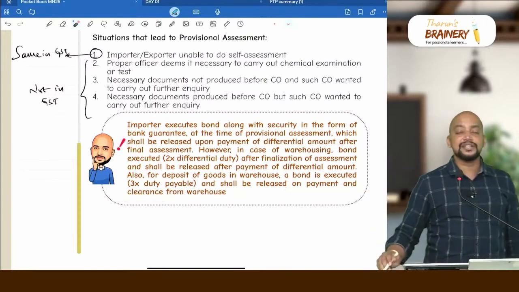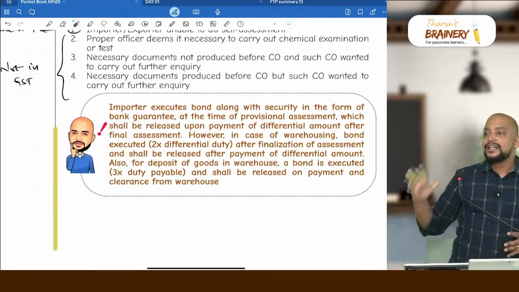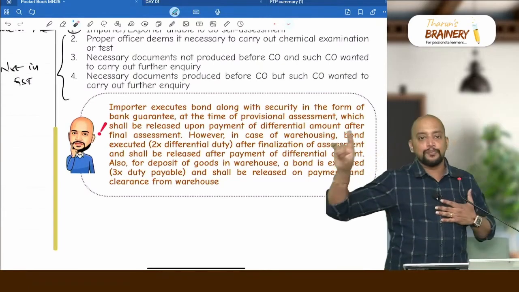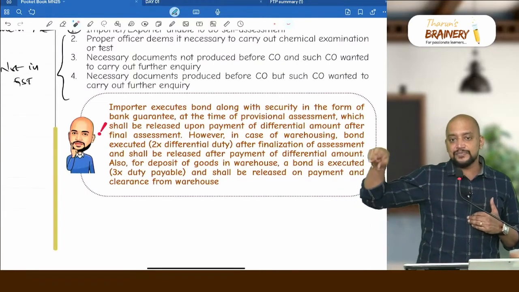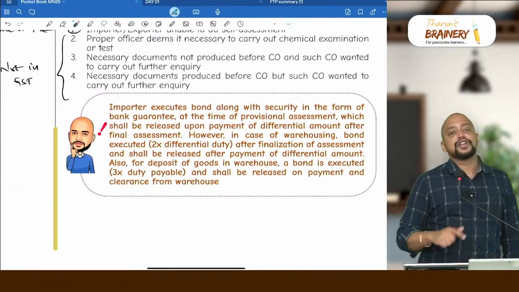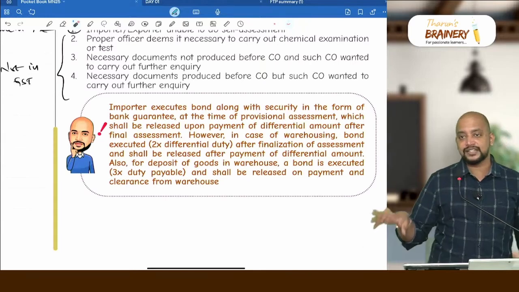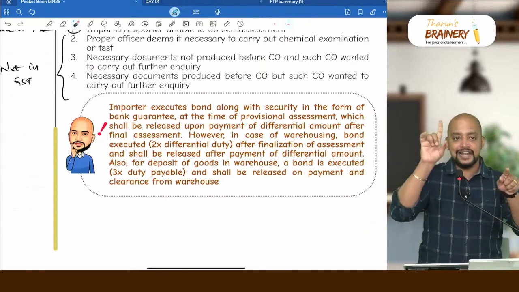So this is something which is confusing, so that's the reason why this may be tested in exam. What is that? Generally for warehousing, there is one bond which is to be executed. How much do we need to execute a bond for? 3 times the customs duty payable. And again, under provisional assessment also we need to execute a bond, that is 2 times the customs duty payable. So these 2 points you remember, because again this can be twisted in MCQ.